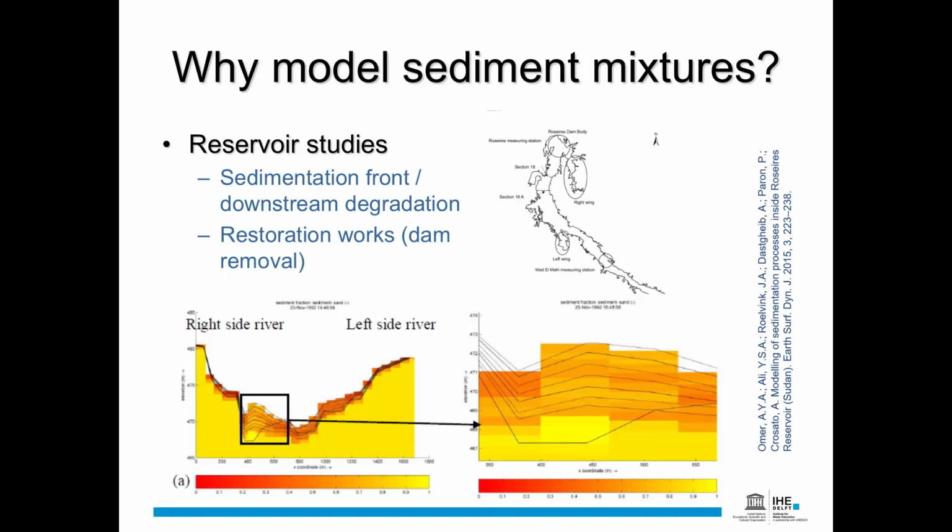Or if you want to, for example, do a flushing of a reservoir, you need to know where in the reservoir your fine or coarse sediments are. For example, in a study that we did in a reservoir in Sudan, you can see a cross-section of the basin here, and you can see that the sedimentation in this area, we could see how much coarse or fine sediment have been deposited here during years of operation. By the way, this is done by Delft3D.